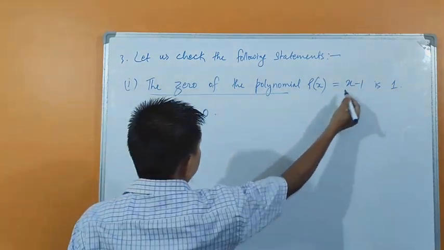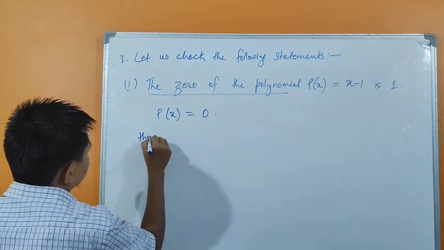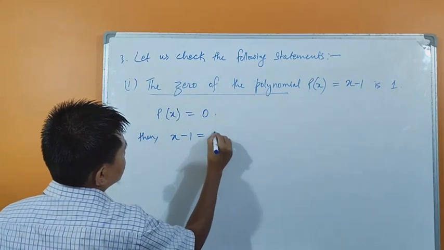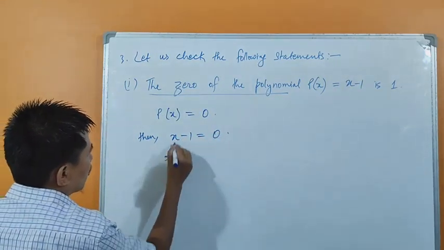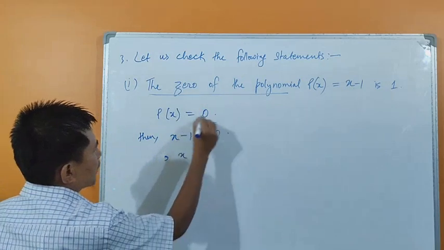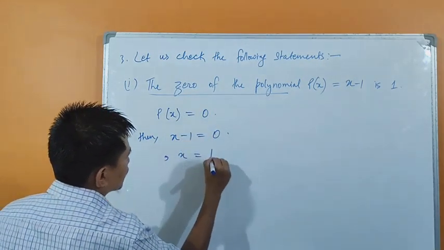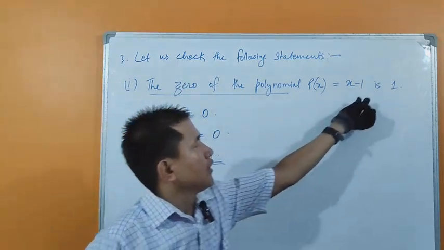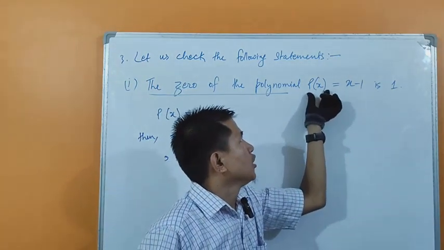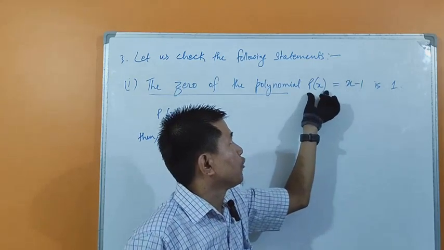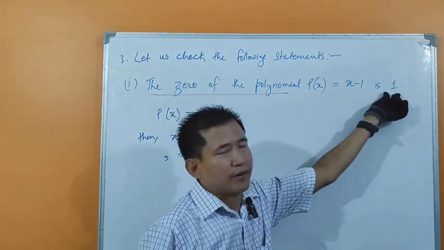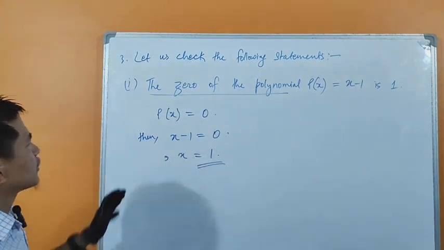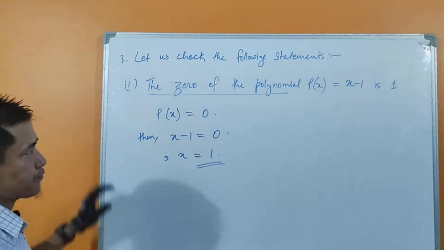So if p(x) should be 0, then you can write x minus 1 equals 0, which means x equals, you take this minus 1 to the right hand side, minus 1 becomes plus 1. So this is verified. x equals 1. And the value of x when the polynomial is 0 is 1. Okay, and this is what we are asked to prove. We have already proved this. Let us quickly go to question number 2.